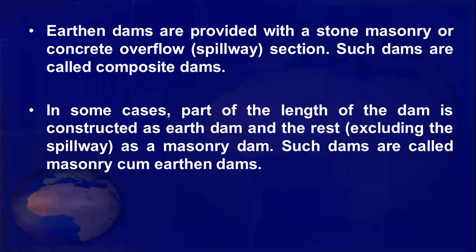So in some cases, part of the length of the dam is constructed as earth dam and the rest as masonry dam. So such dams are called masonry cum earthen dams. Again, it is a type of composite dam.